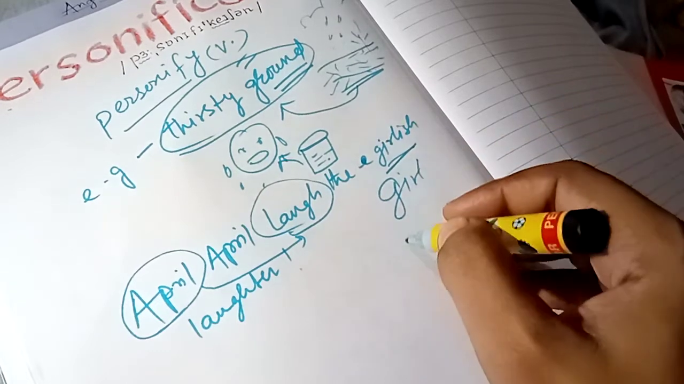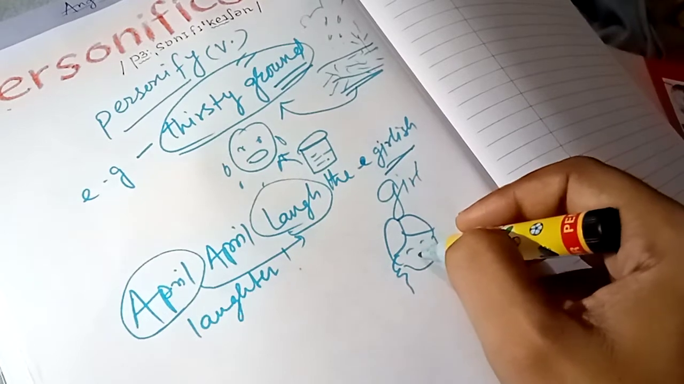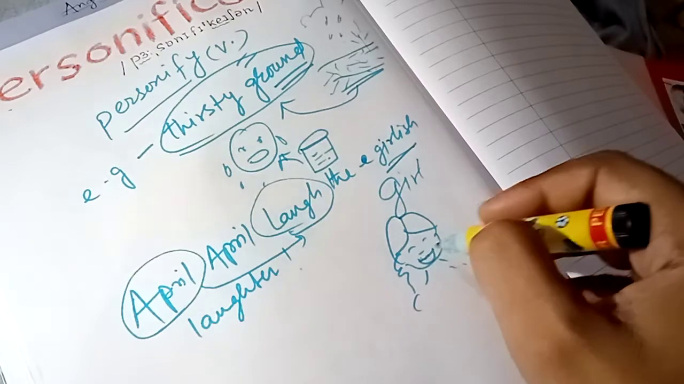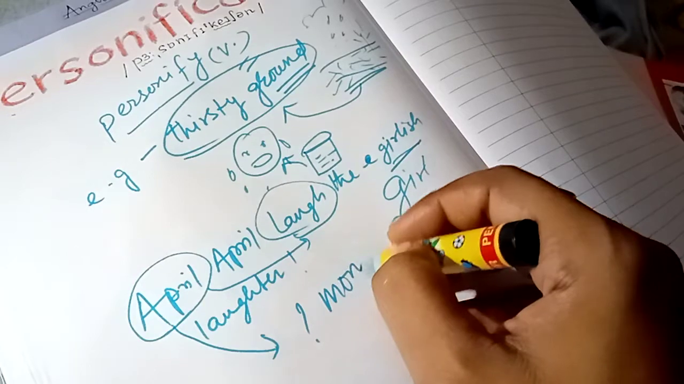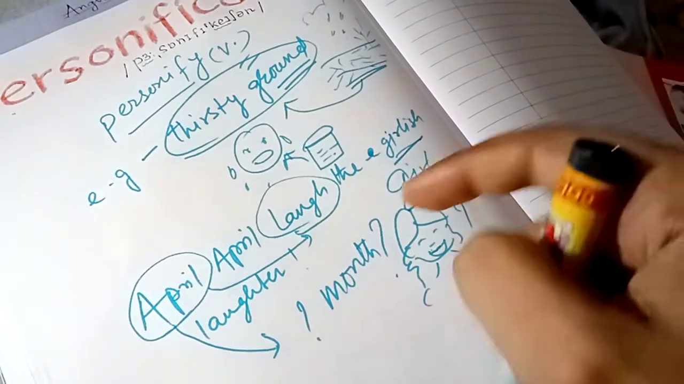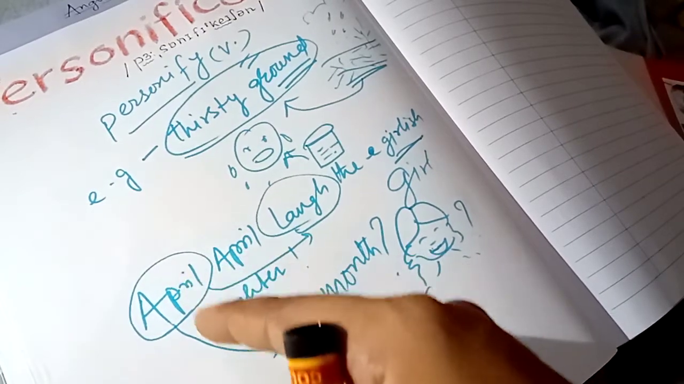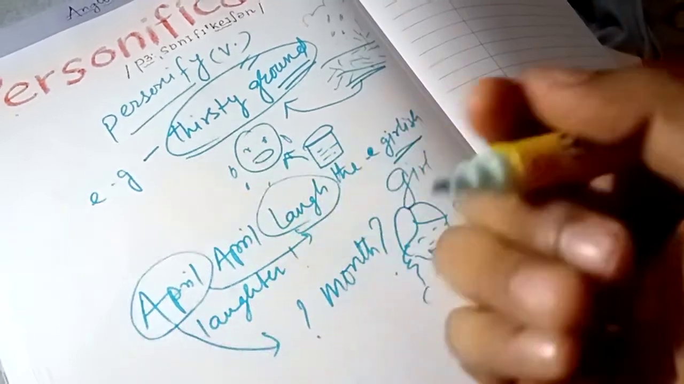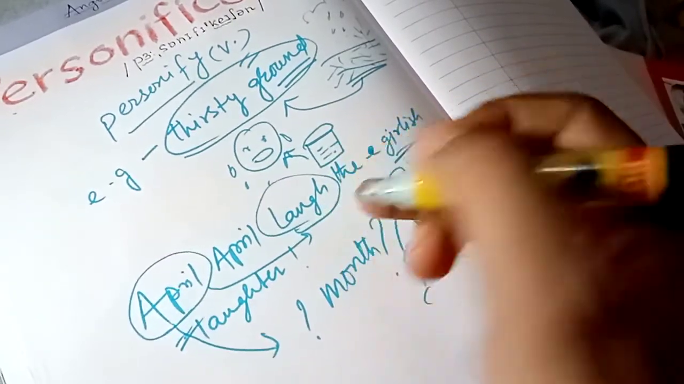Like a girl, April can never laugh. April, a month, cannot laugh. But this abstract idea is taken as if that is living and talking and having the expression of a human being. So April is personified here. Okay, that is called personification.